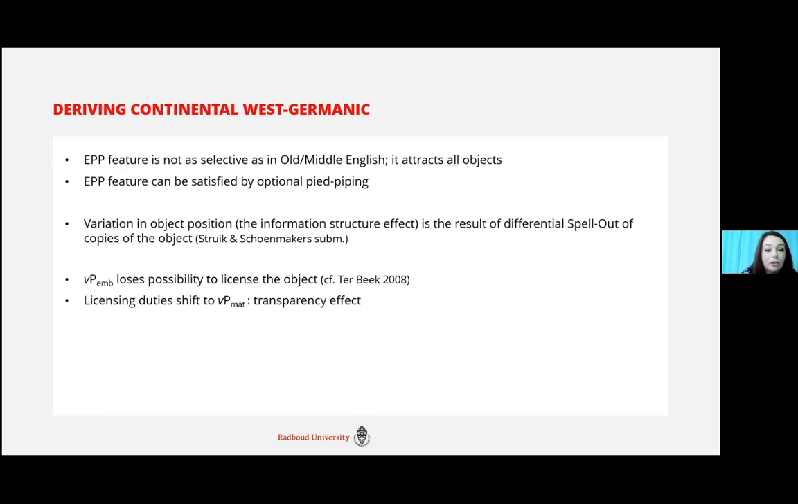So in English, there is a more direct syntactic reflex of that information structure effect than there is in Dutch and German. And then what I would like to propose is that the little VP loses the possibility to license the object, so the lower little VP. So I assumed that that EPP feature was on the lower little VP for English, and I argue that it shifts to the higher little VP, and that is what creates the transparency effects.